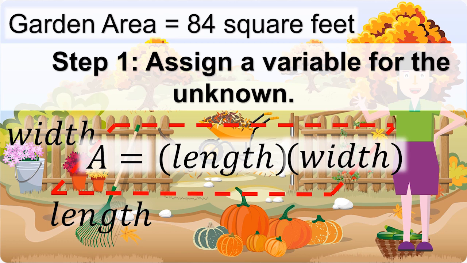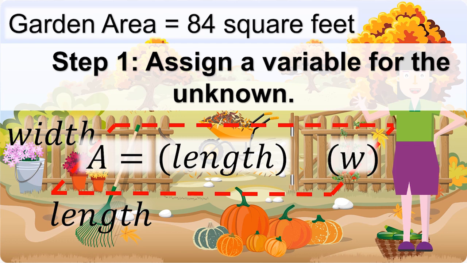Although the problem is asking for the length and the width of the garden, we were given a hint as to how long the length should be compared to the width. Therefore, we need to find the width first, and this is our unknown. Let us assign the letter W for our unknown to help us remember that we are trying to find the width of the garden.